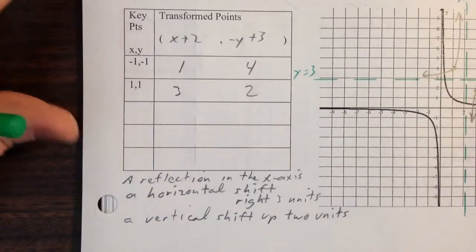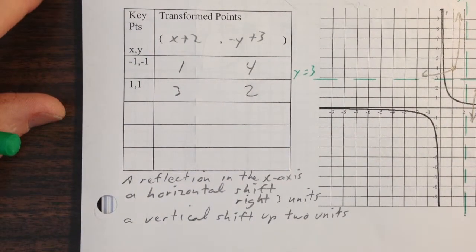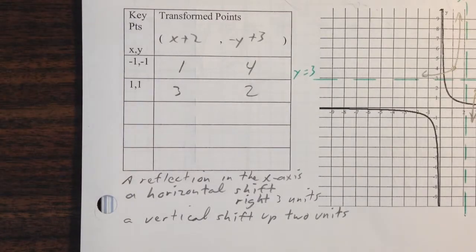In English, it's a reflection in the x-axis, a horizontal shift right 3 units, and a vertical shift up 2 units.